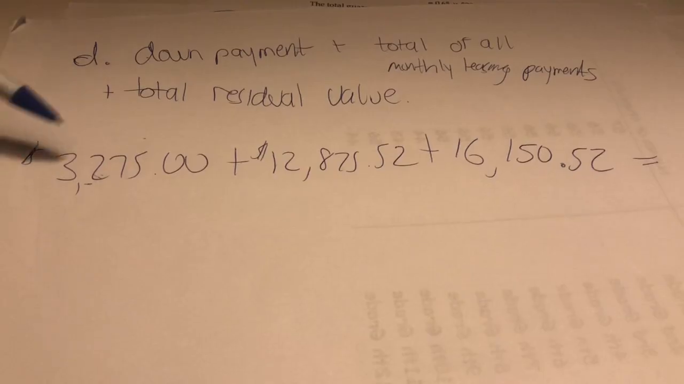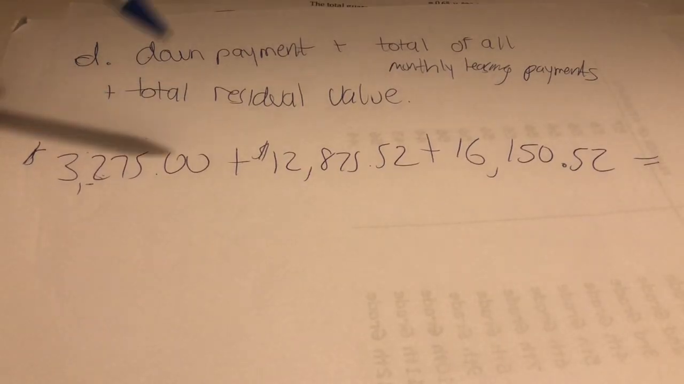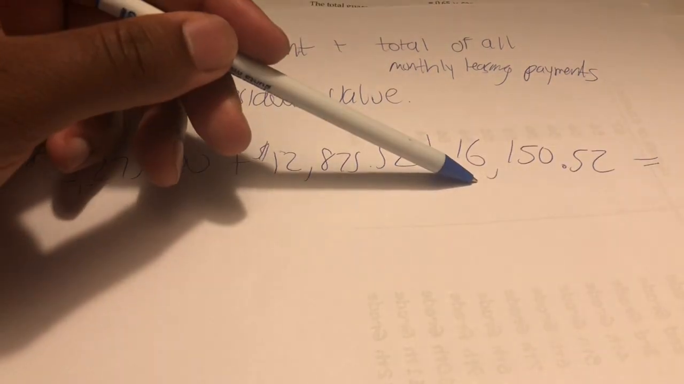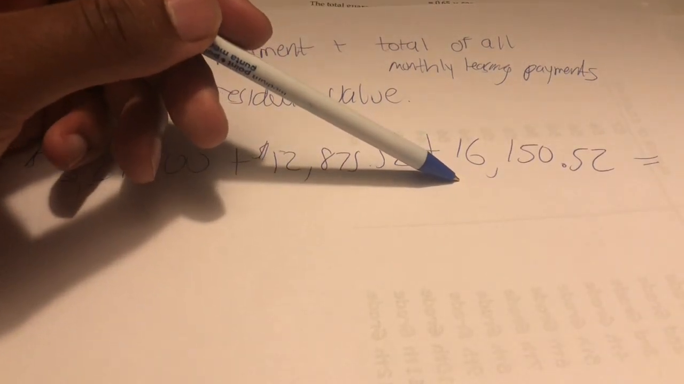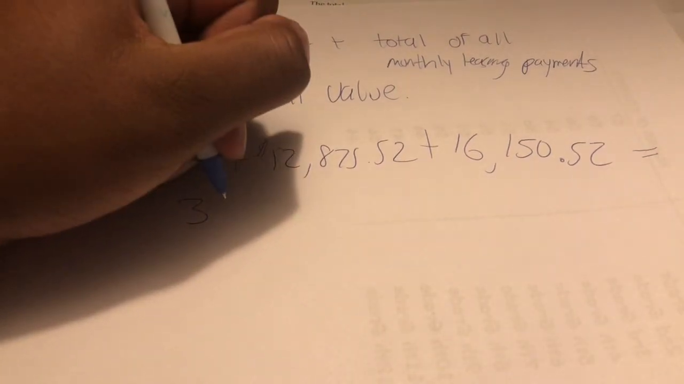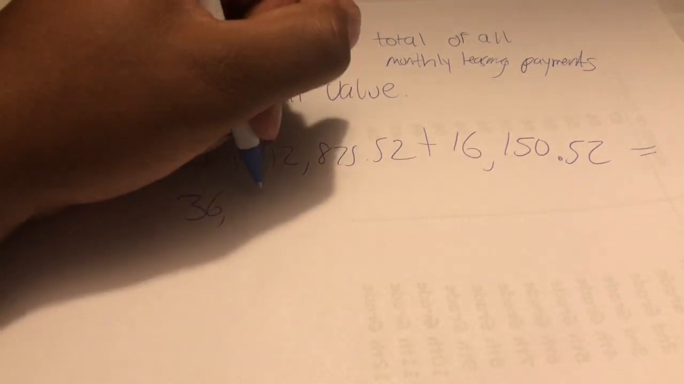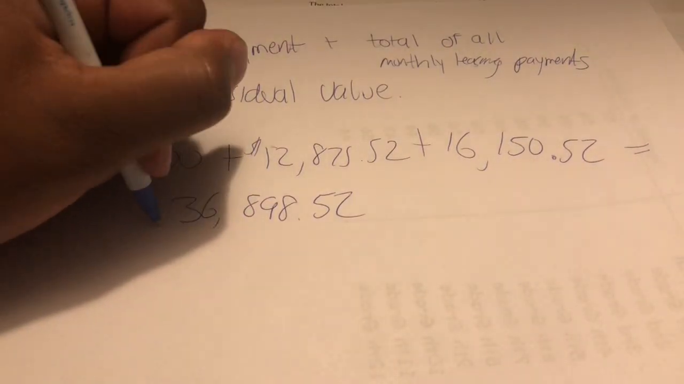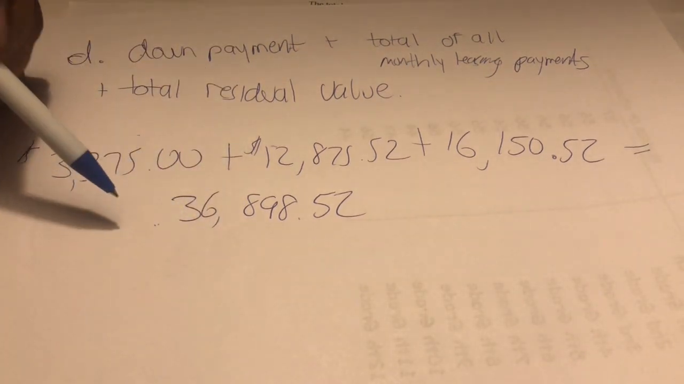Okay, so we have our down payment, our monthly leasing statements, and our total residual value. When we add all of these numbers together, we should get a value of $36,898.52. You'll notice that this value is a lot more than the original sales price of the car.